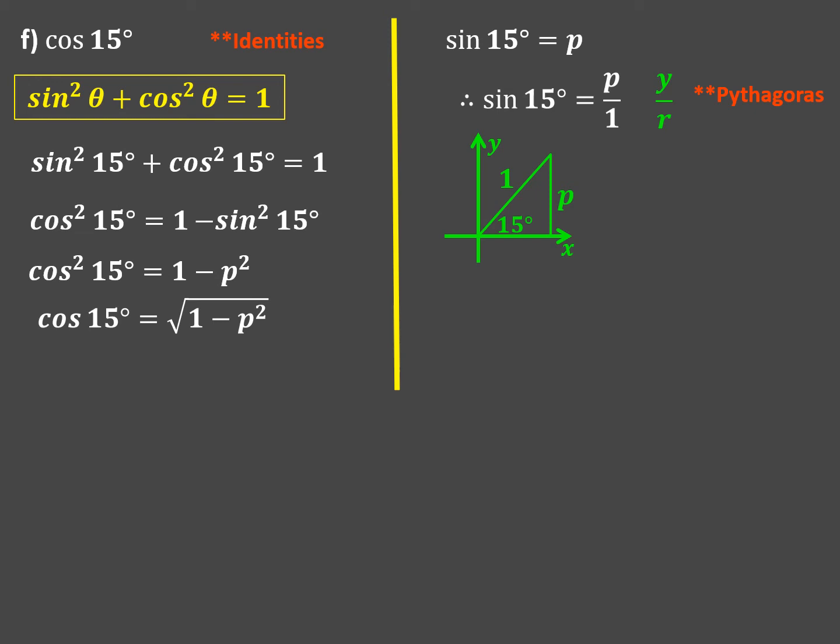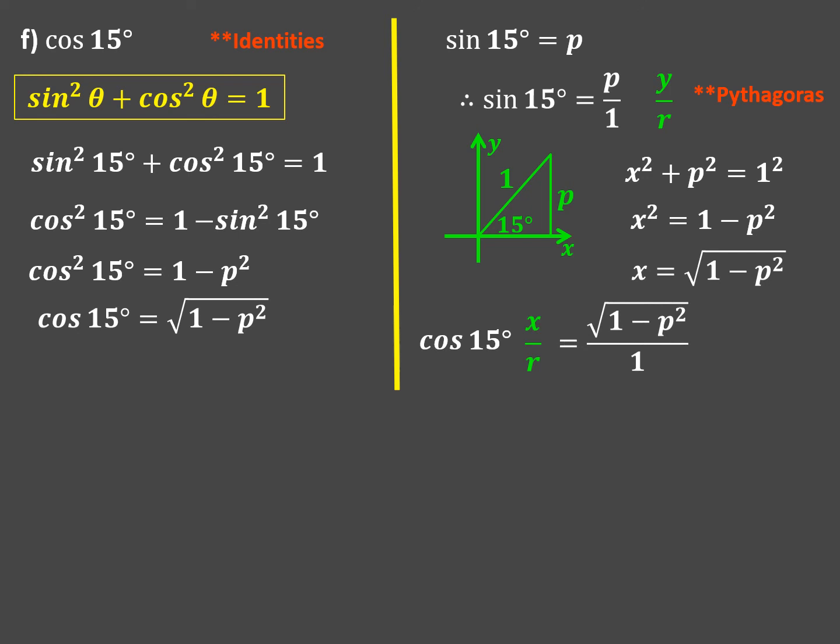Now, why do we need to calculate the x value? Because the definition of cos is x over r. So x squared plus p squared is 1 squared, which means if I take p squared to the other side, x squared will be 1 minus p squared. And if I square root both sides, I get that x is equal to the square root of 1 minus p squared. The definition then for cos 15 is x over r. My x value is my square root and my r value is 1, which can be simplified to the square root of 1 minus p squared. Both methods give me exactly the same answer. You can choose which method you would like to use.